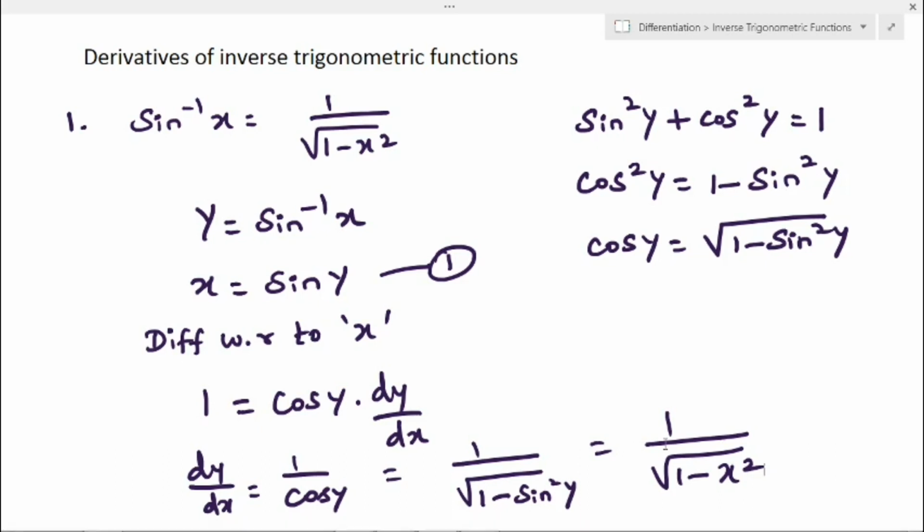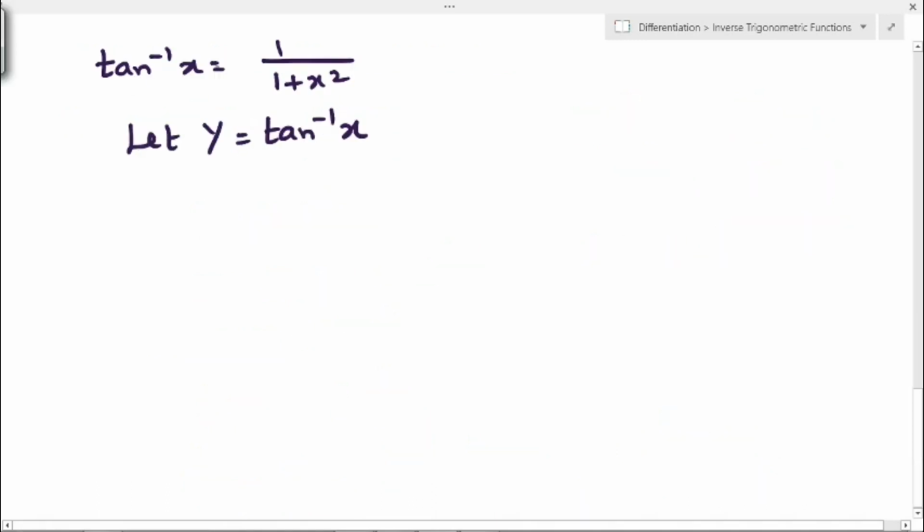Okay. Now we will move on to the next one, that is tan inverse of x. So the derivative of tan inverse of x is equal to 1 divided by 1 plus x square. Now we will see how we get this value. For that I am going to assume y equal to tan inverse of x. So x equals tan y, taking the tan inverse to the other side. I am going to call this equation number 1.